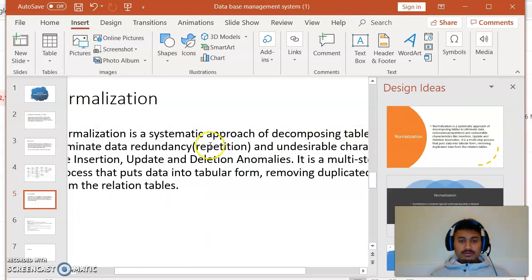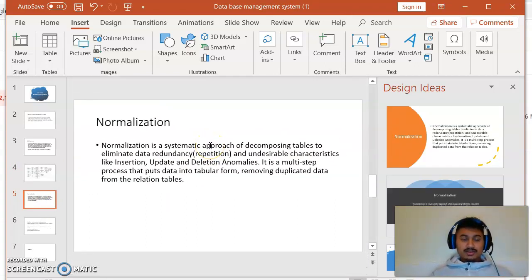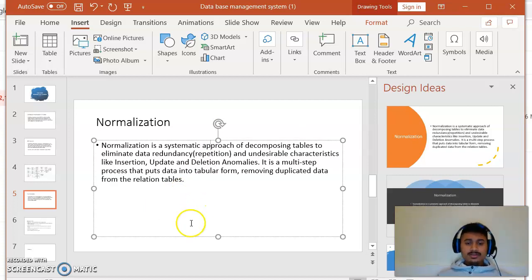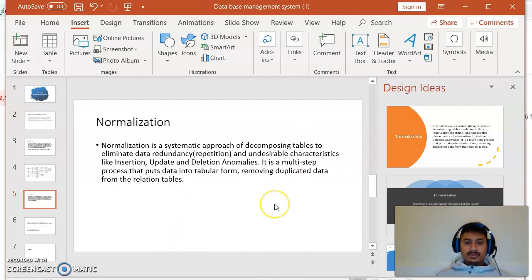The other thing we really need to understand is normalization. Normalization is a systematic approach of decomposing tables to deal with data redundancy, also known as repetition, and undesirable characteristics like insertion, update, and deletion anomalies. It is a multi-step process that puts data into table form and removes duplicated data from the relation tables. So understanding normalization really helps us to remove the duplicated data and to keep the original data.